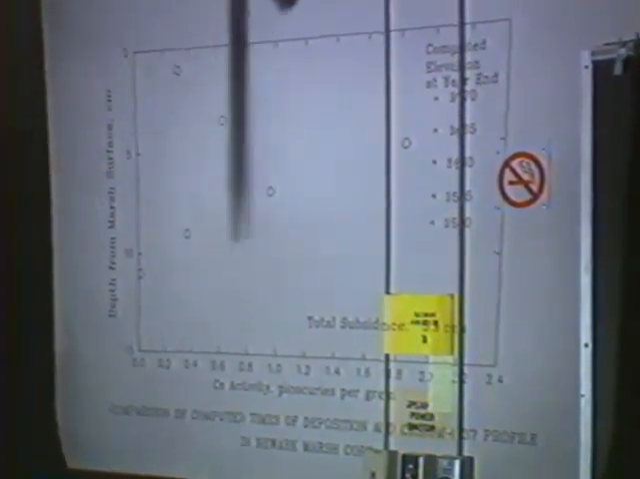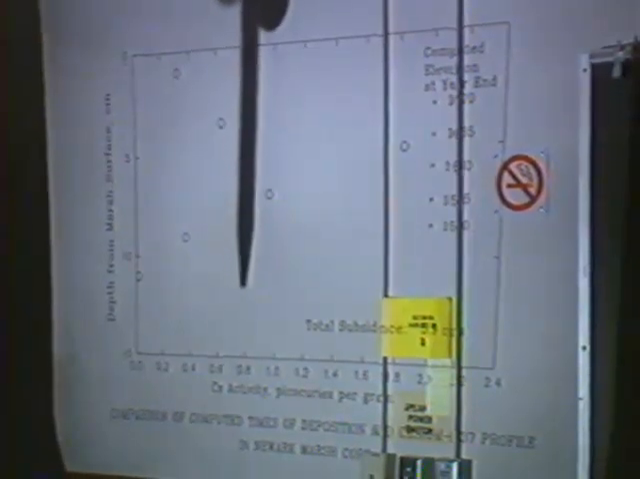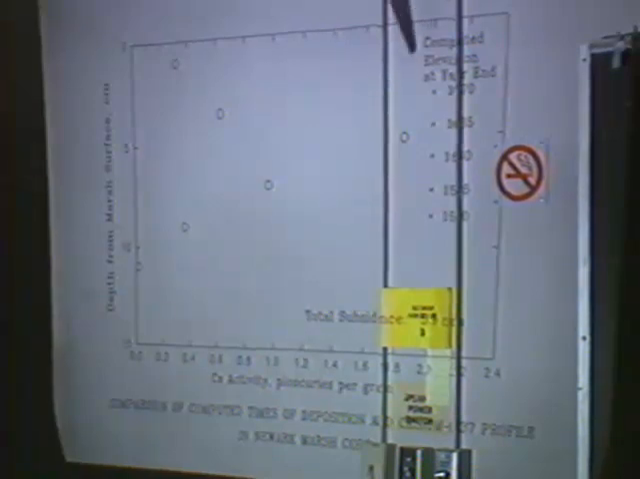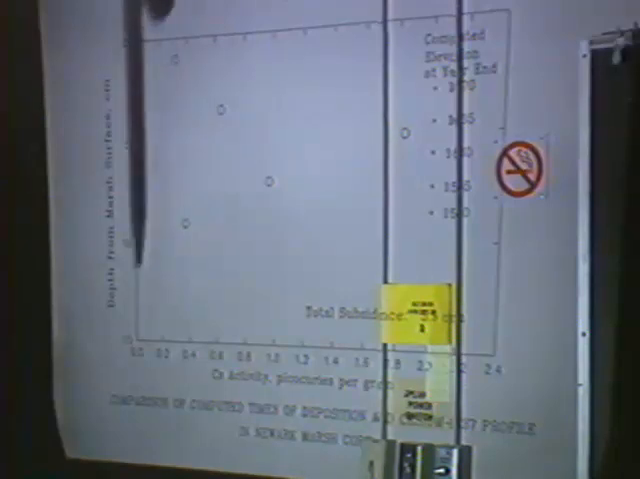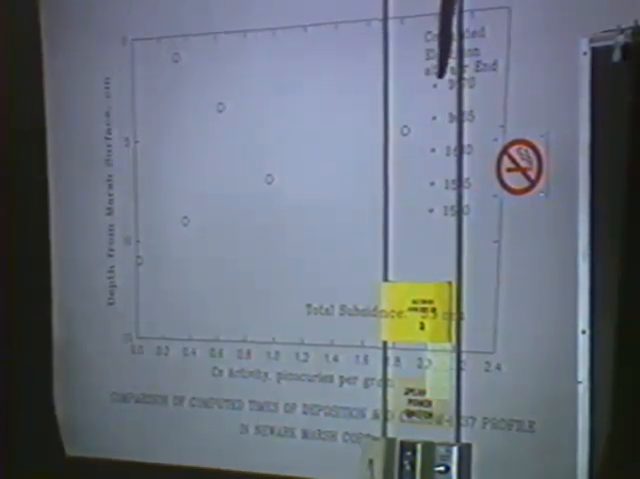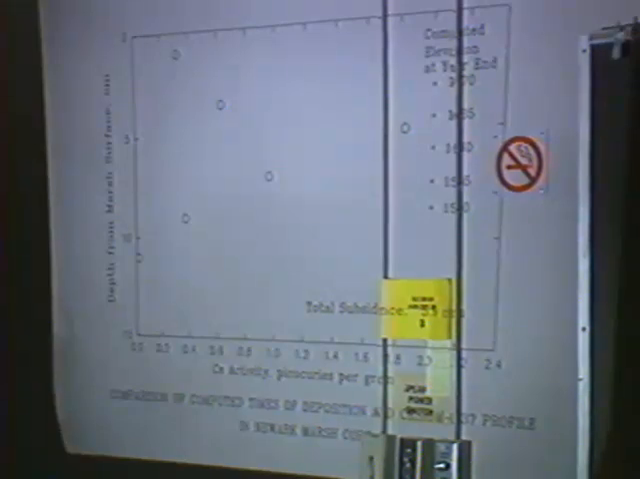This is a plot showing the radioactivity, in microcuries per gram of material, and you can see that it forms a peak, looks something like this. In 1963, these are elevations of the core as predicted by the model in 1970, 1965, and so on. This is for the marsh core that was taken over by the hills. You'd expect very little subsidence to have occurred by the hills.